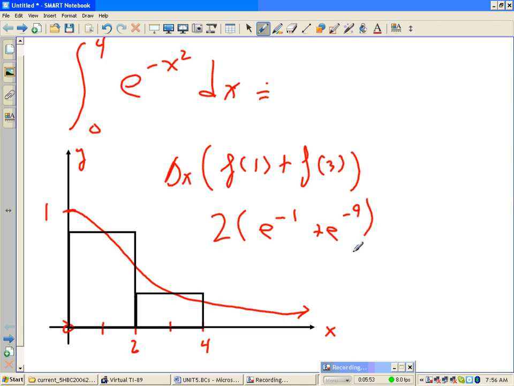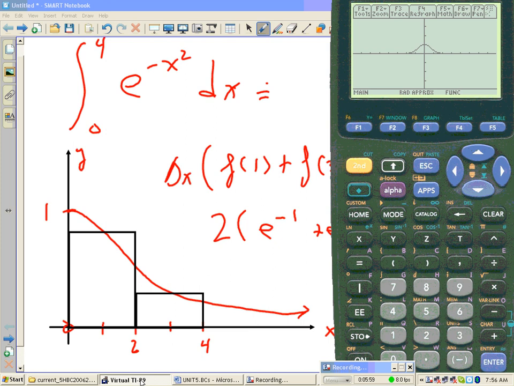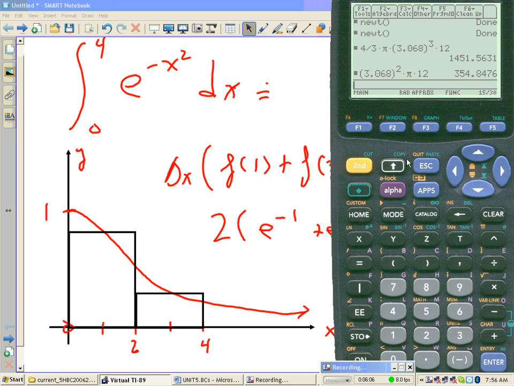And this, I don't know exactly what it is. I could calculate it on the calculator, so let's find out what that is. So what's 2 times e to the negative 1 plus e to the negative 9? Basically, that's what we're saying. Okay, so let's turn that on, go home, and clear out stuff. So I want 2 times e to the negative 1 plus e to the negative 9. All right, now that's going to give me the exact answer.